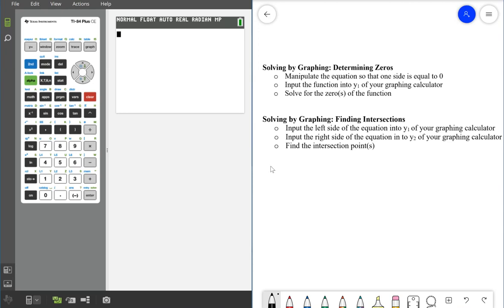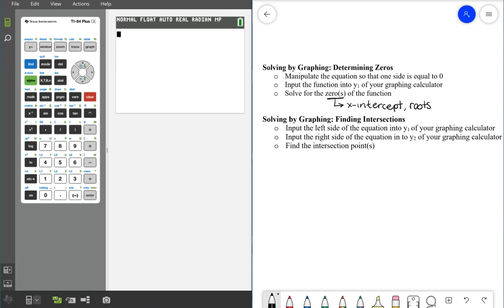In order to solve for the zeros, we're going to manipulate the equation so that one side is equal to 0. Next, we're going to input that function into y1 of your calculator, and then we're solving for the zeros of the function. That's why I'm calling it determining the zeros. Remember that another word for zeros is x-intercepts, or you may hear the word roots. All of these tend to be used interchangeably when we're talking about quadratics.